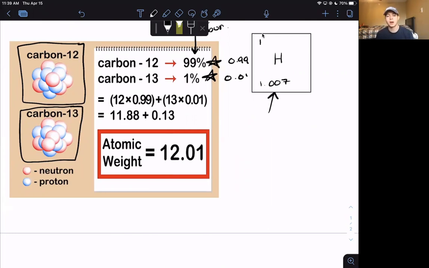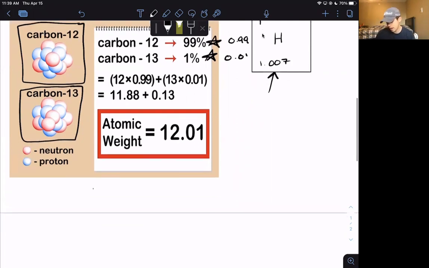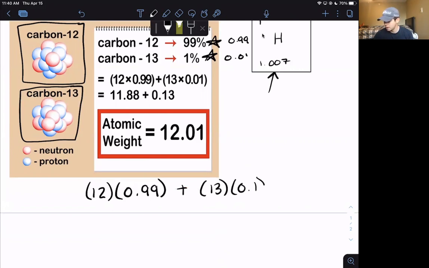Then to find our average atomic mass, which is the number that we're concerned about for the periodic table, what we do is we take the mass of carbon-12, 12, times its relative abundance, 0.99, and we add that to carbon-13 times its relative abundance. We can see from our work here that the answer comes out to 12.01. So that's the number you'll see on the periodic table.